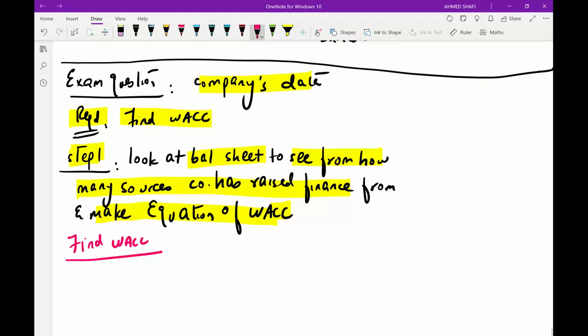What is WACC? Cost of capital. How much cost of capital or cost of raising finance do companies bear? Go to the balance sheet and see from how many sources the company has raised finance. Let's suppose you find the company has raised finance through two sources, equity and debt.